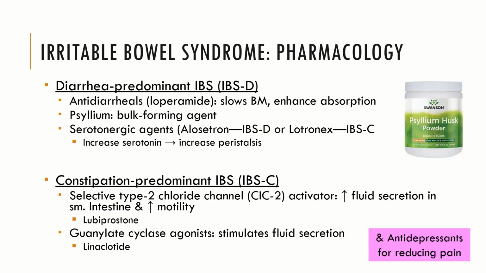So constipation, IBS type C, we would want to do selective type 2 chloride channel activators because that's going to increase the fluid secretion in the small intestine and increase motility, loosening up that stool so that they're not constipated anymore. That's what I want you guys to focus on.